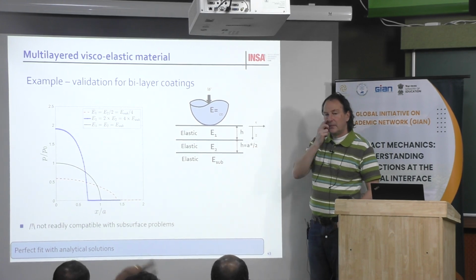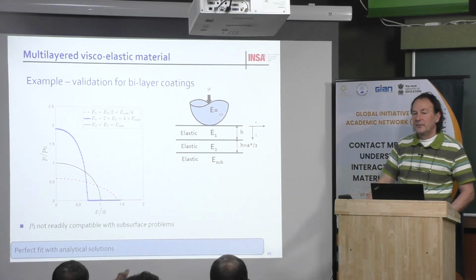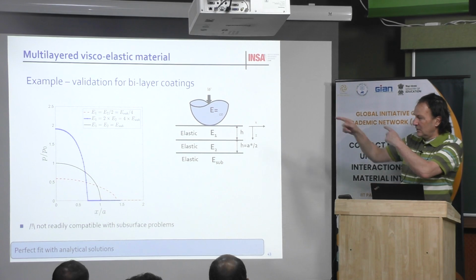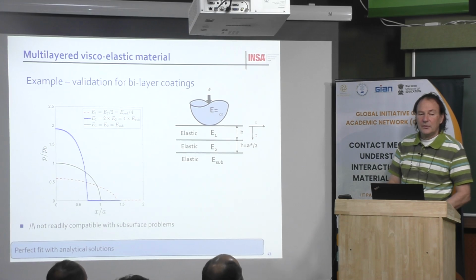Because I think initially I got confused. I thought you were saying the other way around. Yes, okay. So this would be applicable also to non-viscoelastic materials, like normal coatings on metal. Yes, of course.